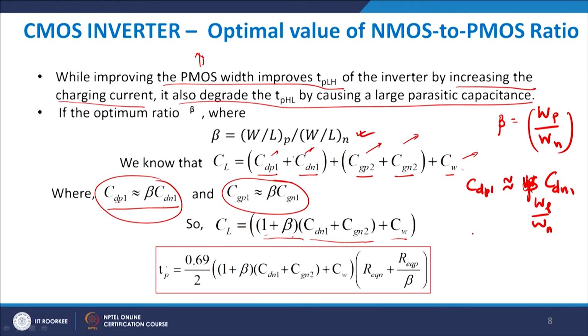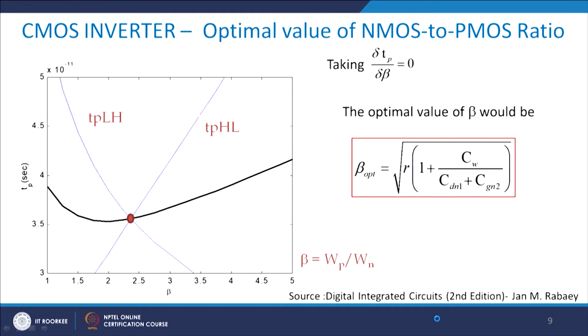Now, if you find TP, it will be 0.69 by 2 times 1 plus beta, because remember it was CL. So, this CL comes here, into R equivalent N plus R equivalent P by beta. You understand why it is by beta? Because you actually multiplied this beta ratio by this thing, which means that beta is equal to WP by WN. So, the higher the value of beta, when you add it, you will divide it by beta, right, and therefore you get TP equals R equivalent N plus R equivalent P by beta.